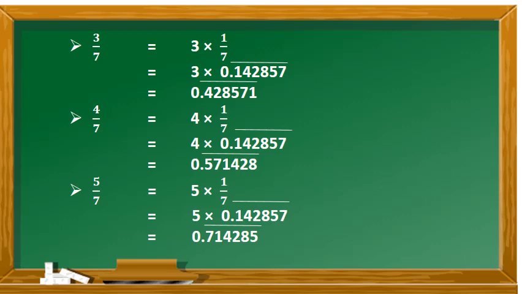4 by 7 is split as 4 into 1 by 7. Since you know the value of 1 by 7, we can write it as 4 into 0.142857 bar, where when you multiply you get 0.571428 bar. And that bar represents that a set of digits is getting repeated. Now 5 by 7 is equal to 5 into 1 by 7, that is, it has been split, and 5 into 0.142857 bar, when multiplied, you get 0.714285 bar.